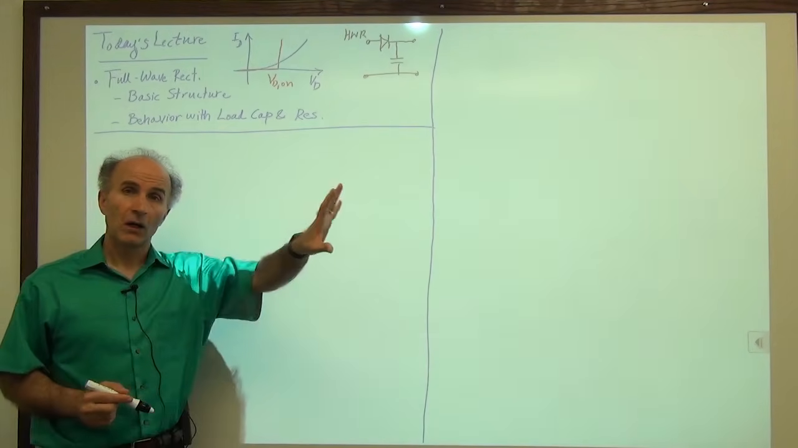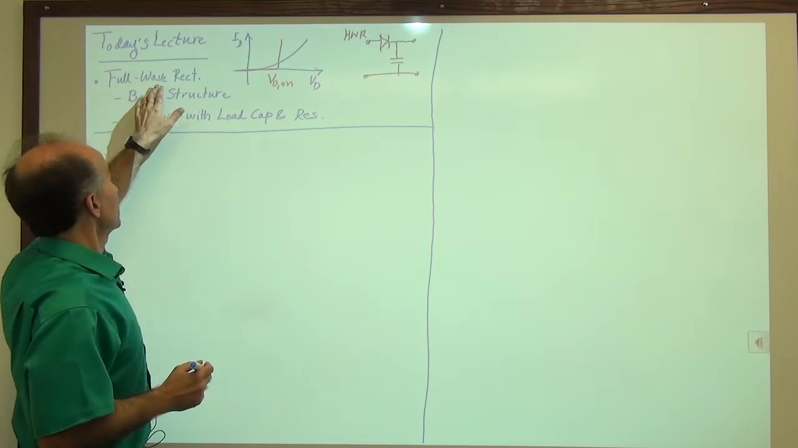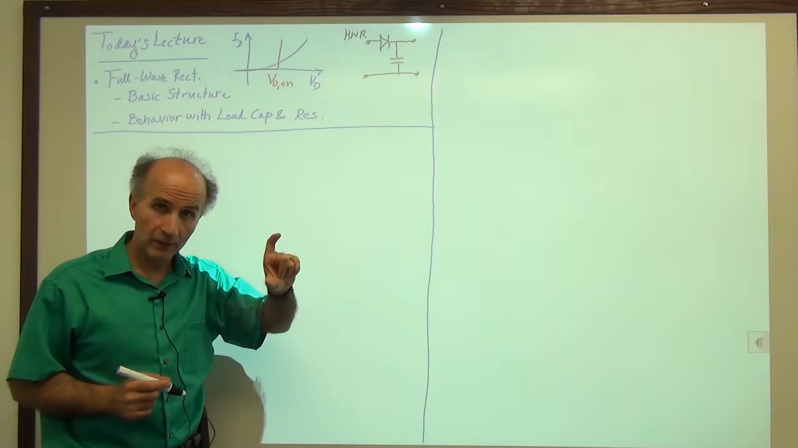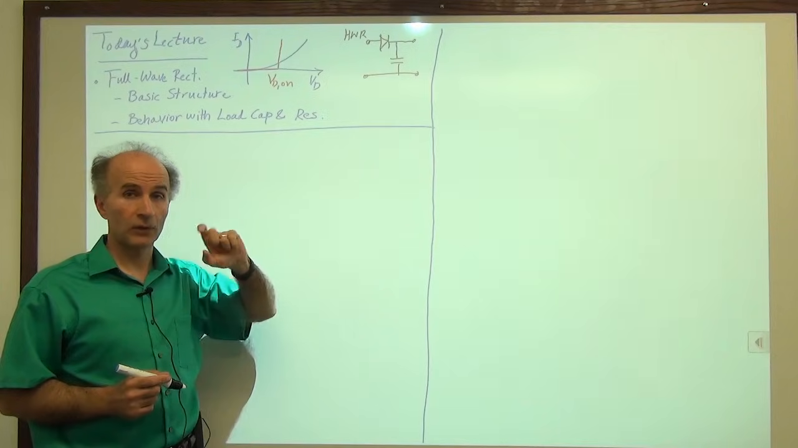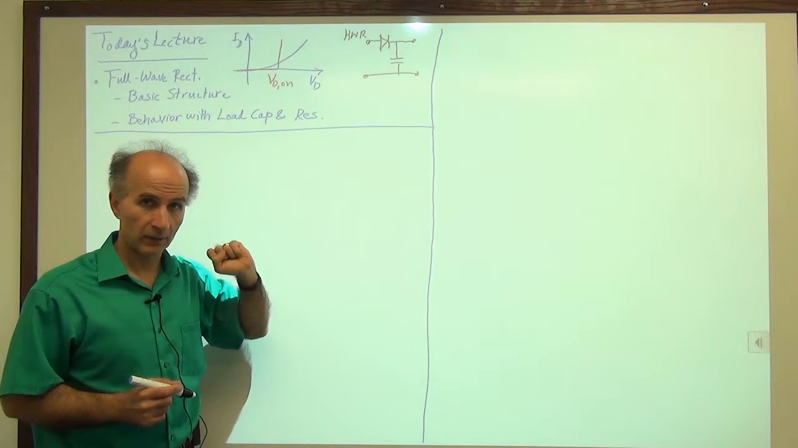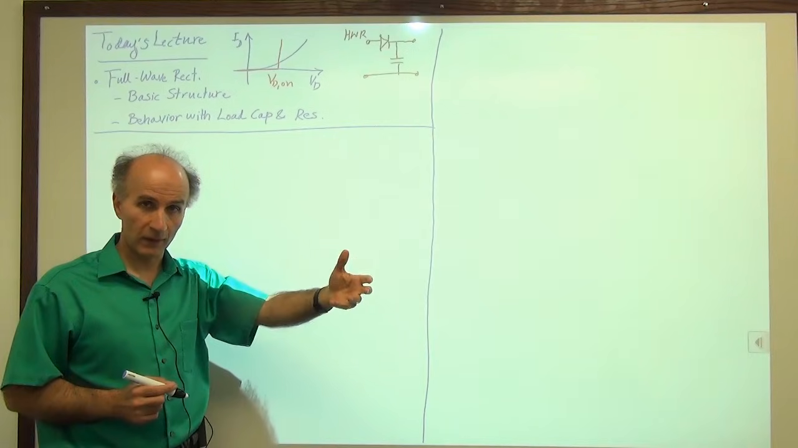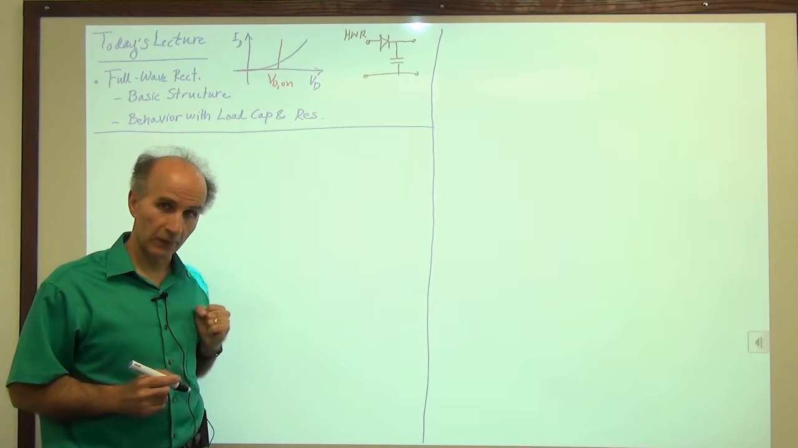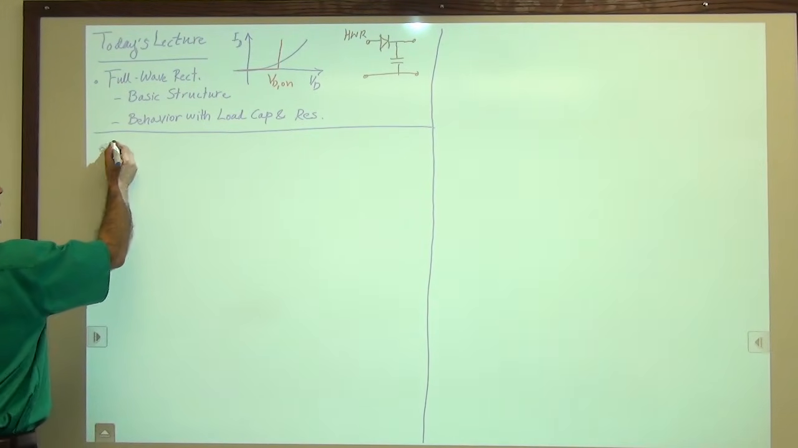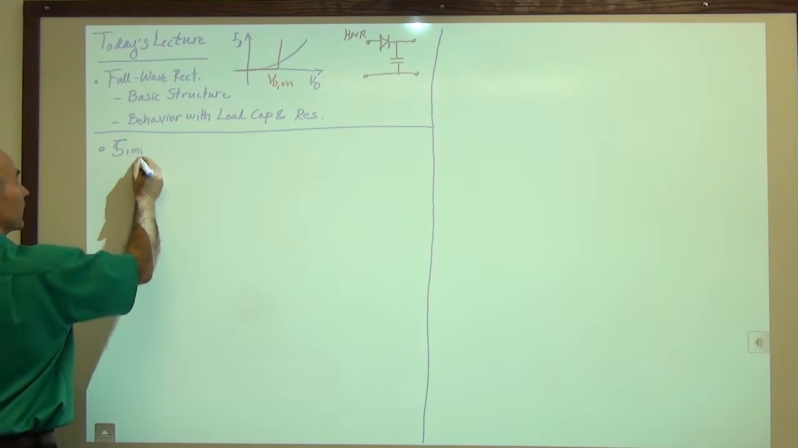So we will repeat all of those analyses for a full wave rectifier as well. We will look at this basic structure and then see what it does when we have only a load resistor. Then we see what happens when it has only a load capacitor, and then what happens if it has a capacitor and a resistor to model the discharge created by any device that we connect to the output of the full wave rectifier. All right, so let's begin with the full wave. I will call it simple full wave rectifier.